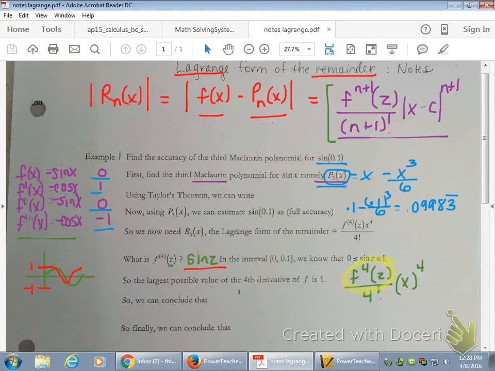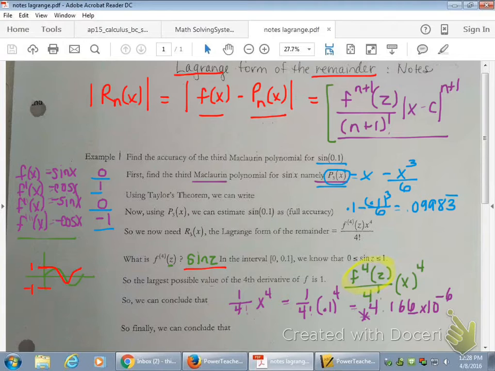So you end up with 1 over 4 factorial times x to the 4th. And then you're going to plug in 0.1, because 0.1 is the value that we're estimating. You plug in 0.1 for x, and you get 4.166 repeating, or 0.7, whichever way you want to put it, times 10 to the -6. This thing is the remainder.